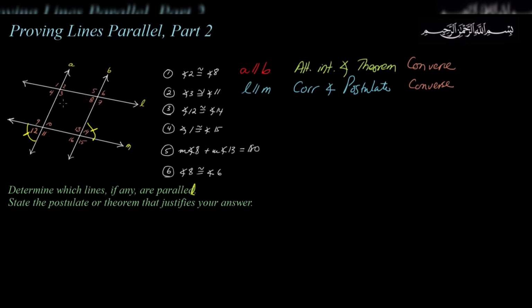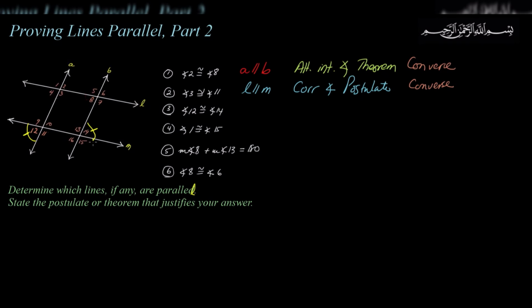So line L is not attached to these angles in any way. But there's a line A and line B, and then you have this transversal that's going through. Okay, that's the transversal. And if that's the case, then these are alternate exterior angles. If the alternate exterior angles are congruent, then these lines are parallel.